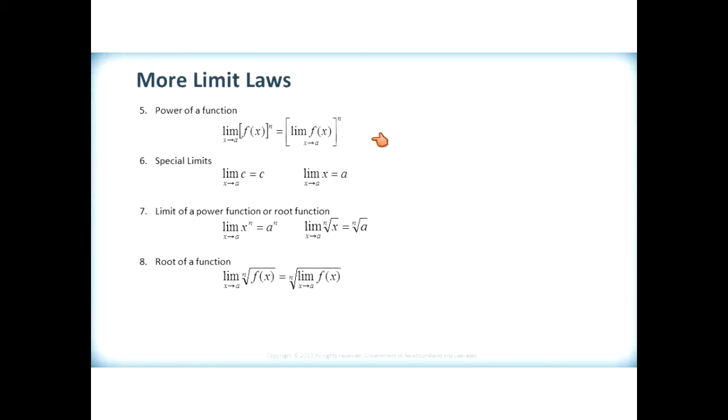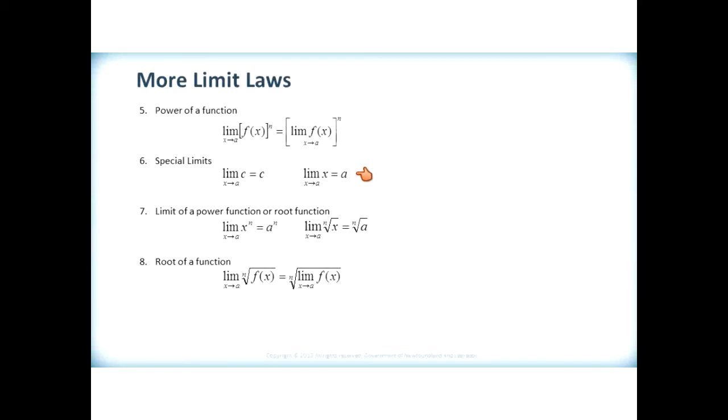The next one is a couple of special limits. The limit of a constant is just that constant, because it doesn't matter what x does. If c is some constant number, its limit is not going to change because its value doesn't change. And the limit as x approaches a of x seems pretty obvious: as x gets close to a number, then x is getting close to that number. So those are a couple of trivial special limits.